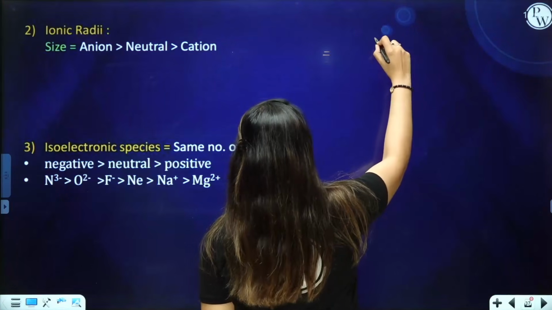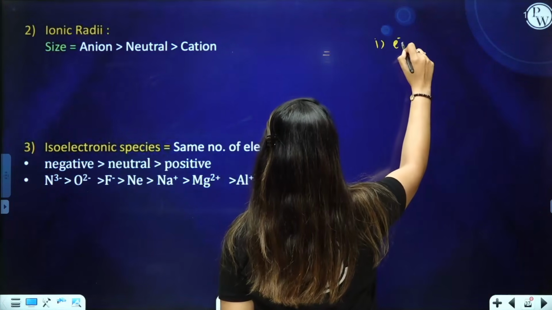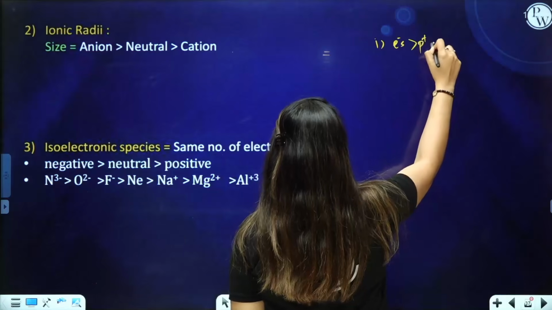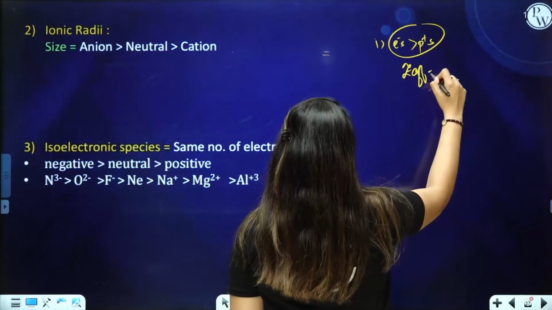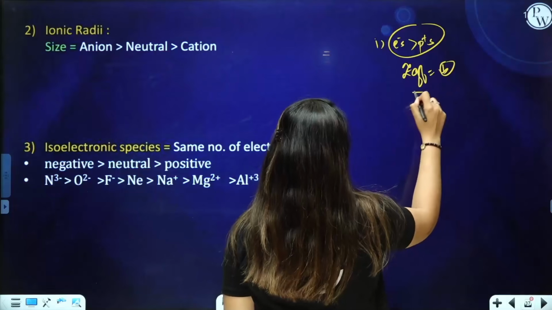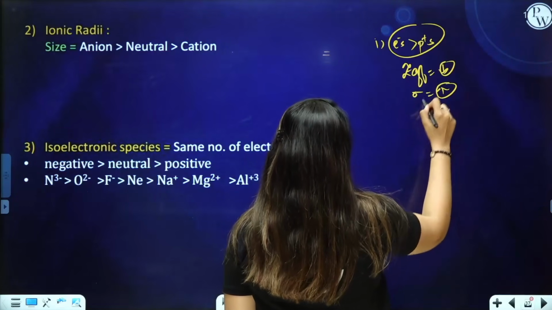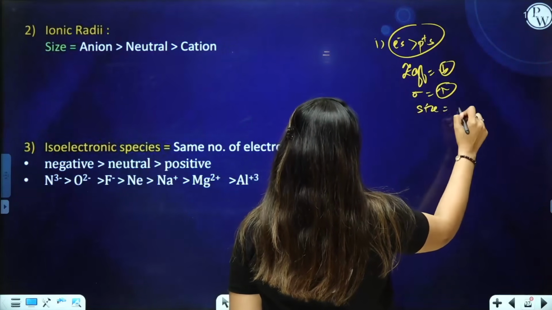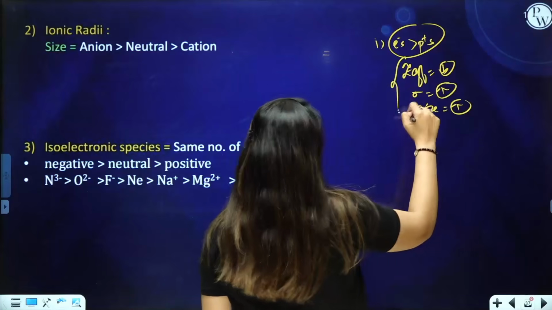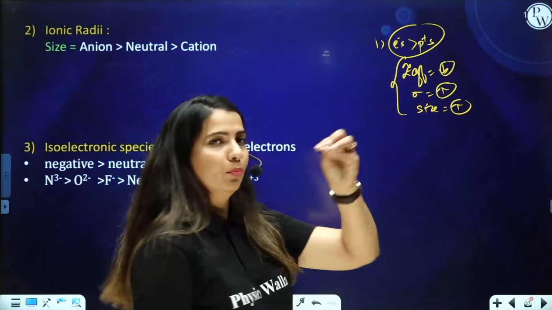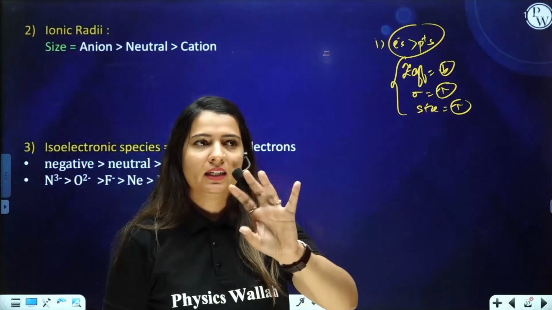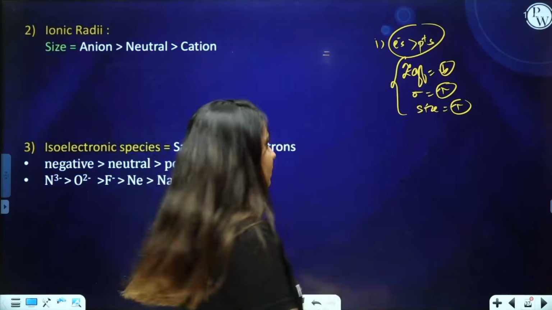Whenever the number of electrons is greater than the number of protons, your Z effective decreases, sigma increases, size increases. Do not forget this. You have studied that in the structure of atom chapter. I have just written the bullet points now. Just remember this one thing and do your questions.